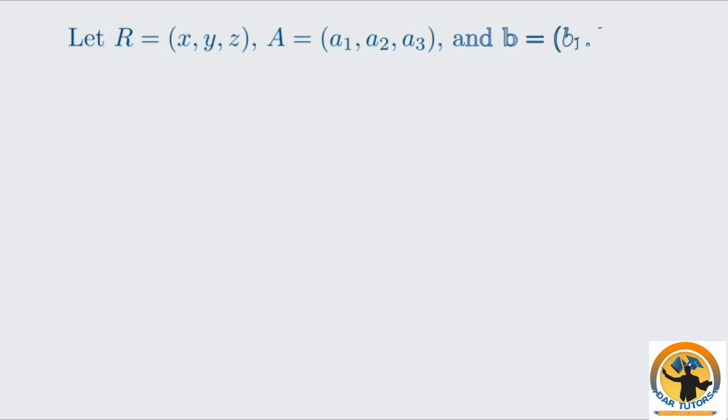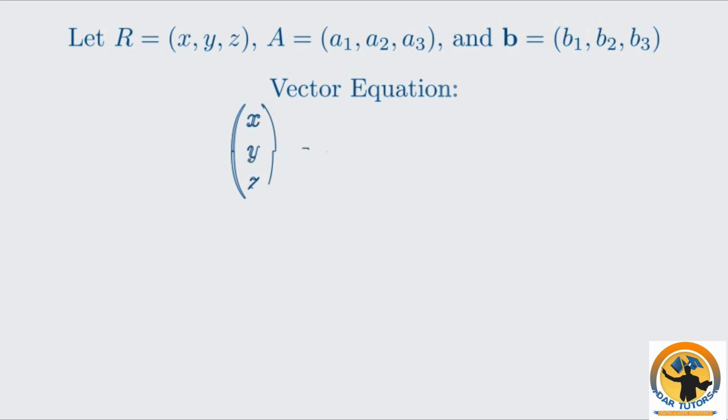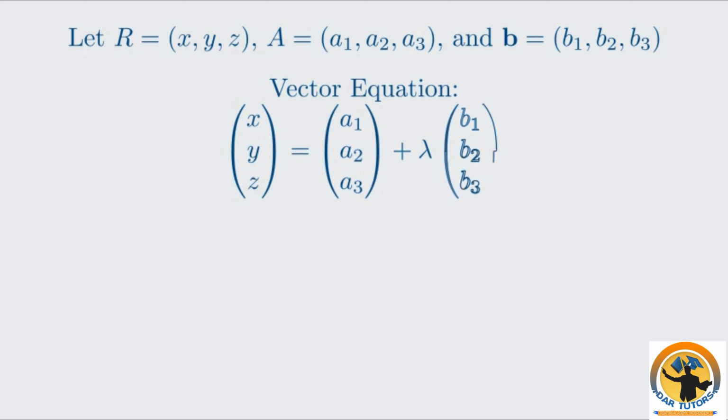Now that we have the vector equation, let's see how we can express it in other forms. We'll start with parametric equations. Let's consider a line in 3 dimensions. Suppose our arbitrary point R has coordinates x, y, z, our fixed point A has coordinates a1, a2, a3, and our direction vector B has components b1, b2, b3. We can write the vector equation using these components. The position vector R is the column vector x, y, z, the position vector A is a1, a2, a3, and the direction vector B is b1, b2, b3.